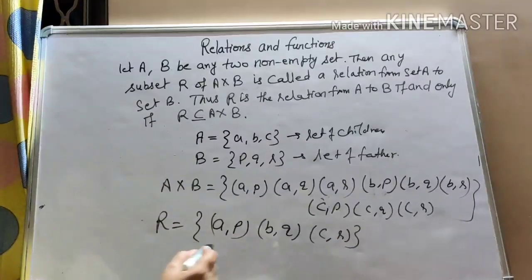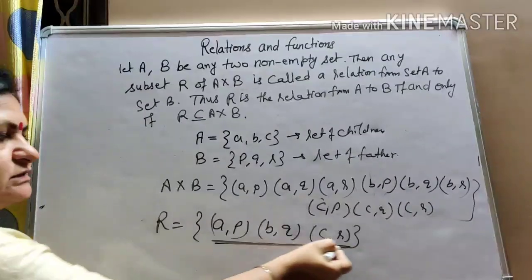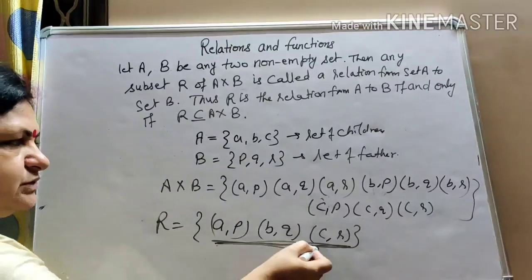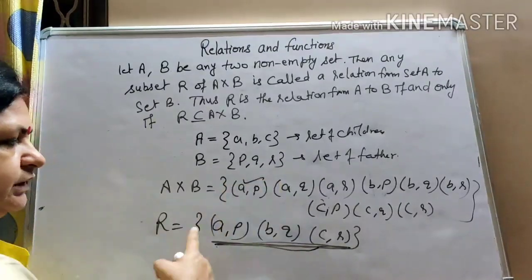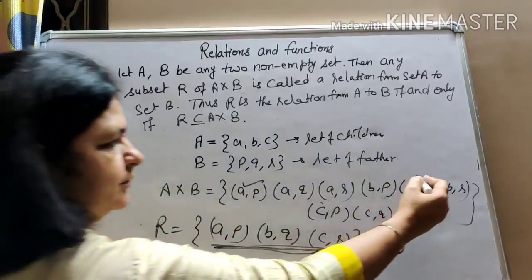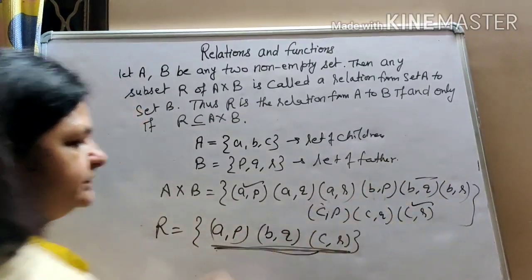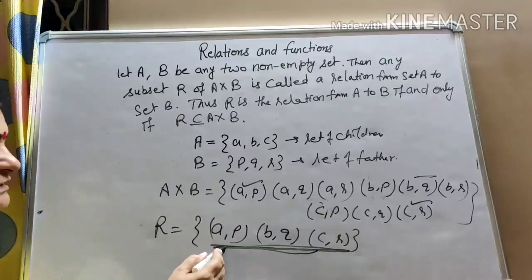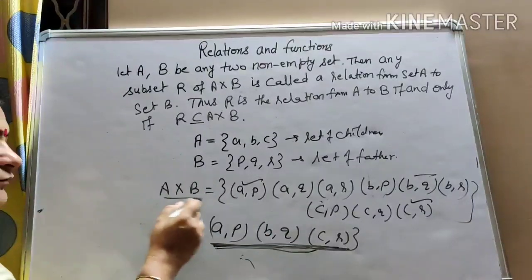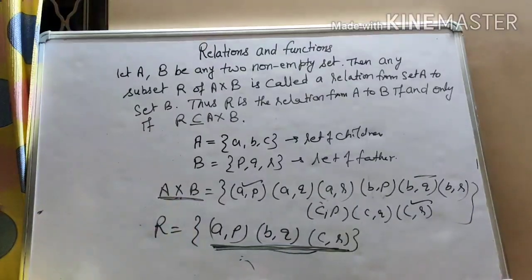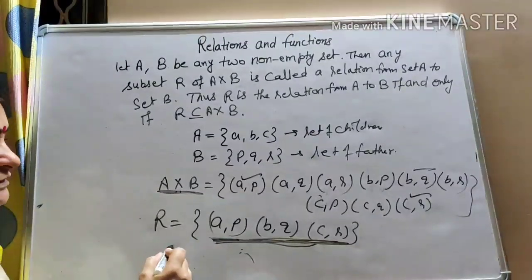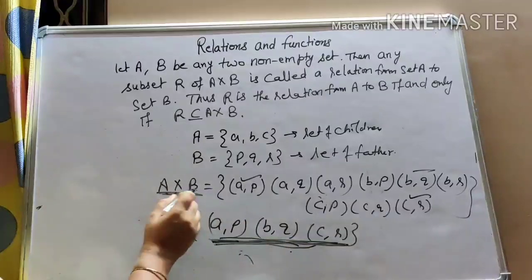Now, we have these three elements in relation. All these three elements are also in Cartesian product of A and B. B comma Q is here, C comma R is here. It means we can say relation is always the subset of Cartesian product of these two sets. So, relation is always the subset of A cross B.